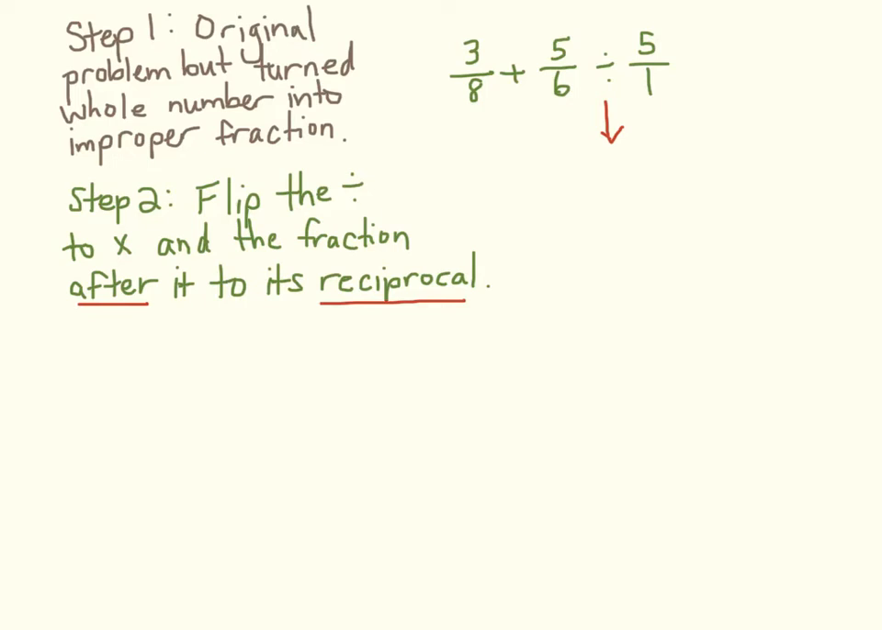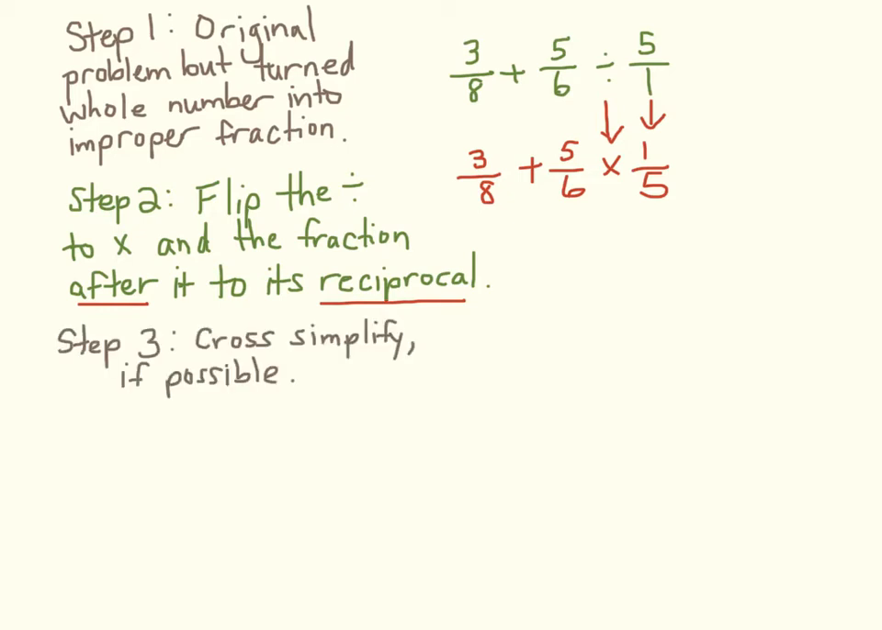And just to keep in mind, because that's the only part we're dealing with right now, we're going to leave the 3/8 and the plus alone. And remember, we're going to leave the 5/6 alone because any number before the division we always kept the same. But then we go ahead and we flip that division to the multiplication and flip that fraction right after it to the reciprocal, and the reciprocal of 5 over 1 is 1 over 5, or 1/5.